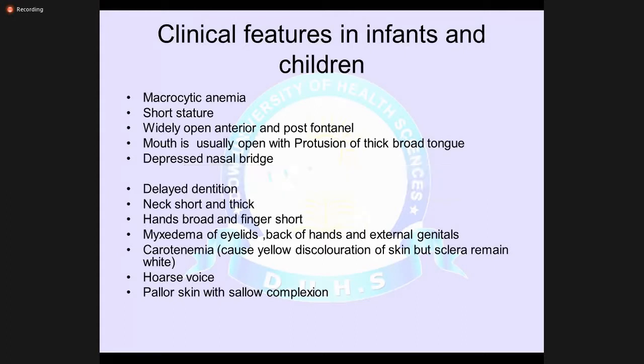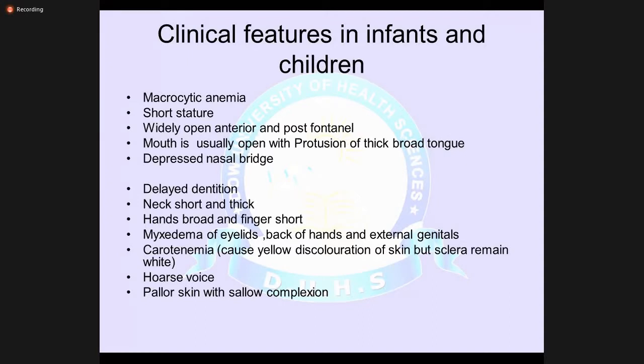Second, carotenemia. What is carotenemia? Carotenemia is yellowish discoloration of the skin, but in this condition, the sclera remain white. This is how you differentiate carotenemia from jaundice. In jaundice, there will be yellowish discoloration of the skin as well as the sclera, while in carotenemia there will be yellow discoloration of the skin, but the sclera remain white.